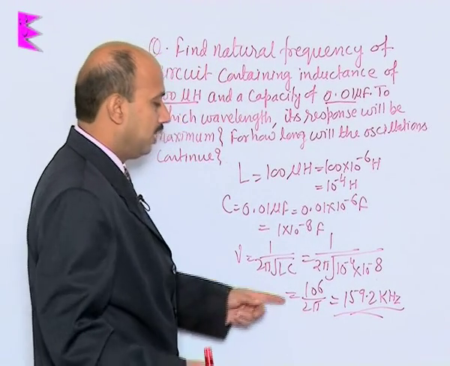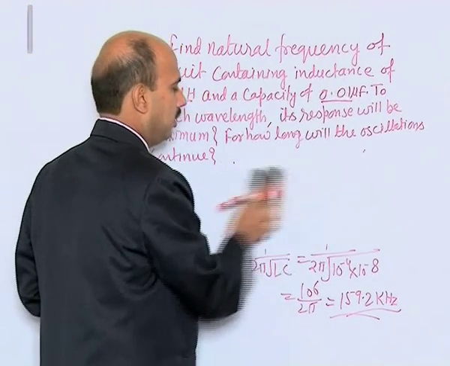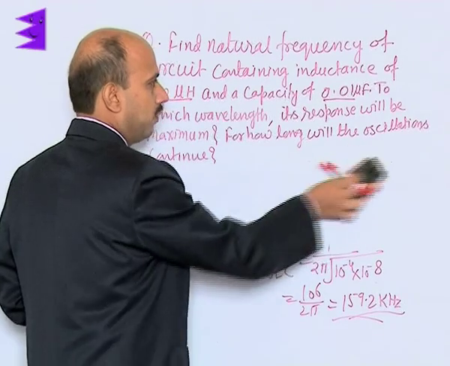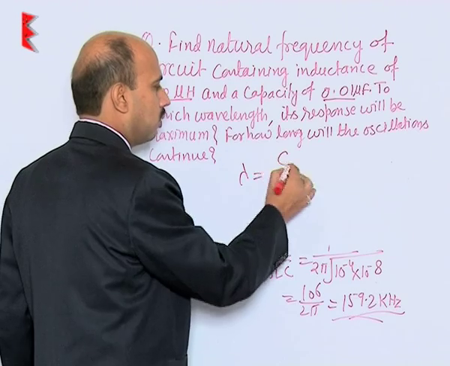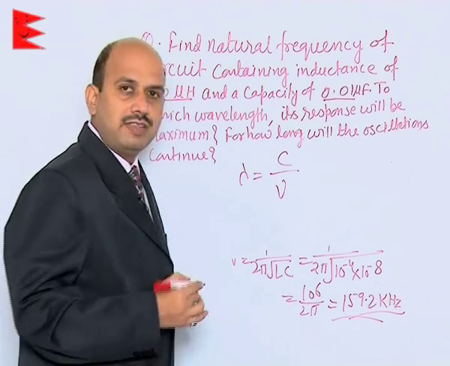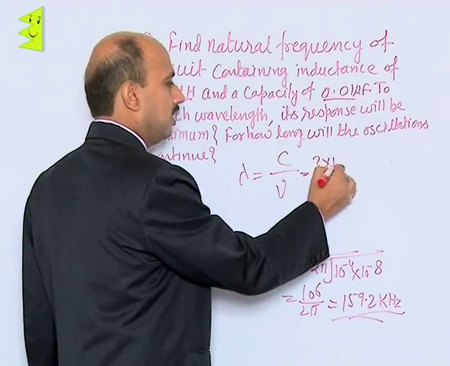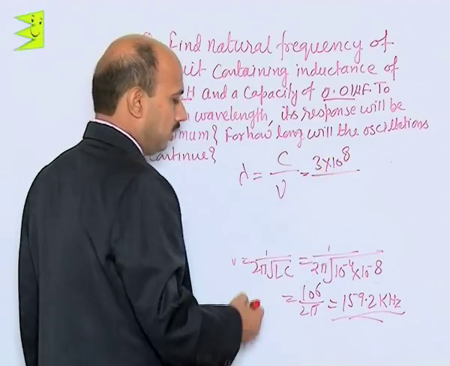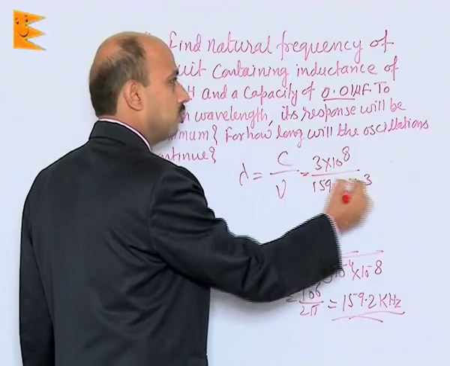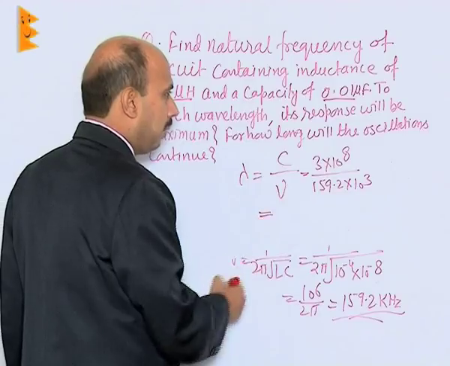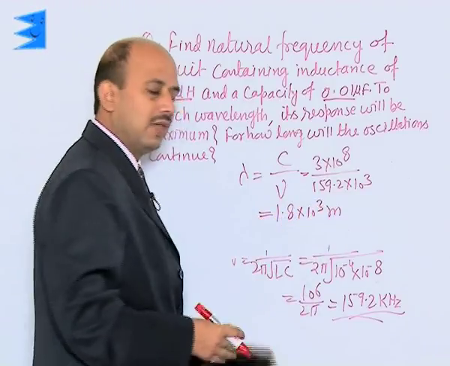Now, after calculating frequency, we can calculate the wavelength. So, we know the relation: velocity is equal to frequency into wavelength. So, we can write wavelength lambda is equal to c upon nu. C is the speed of the electromagnetic waves, that is 3 into 10 raised to power 8, upon nu, that is 159.2 into 10 raised to power 3, and this will be coming around 1.8 into 10 raised to power 3 meter. This is the wavelength.